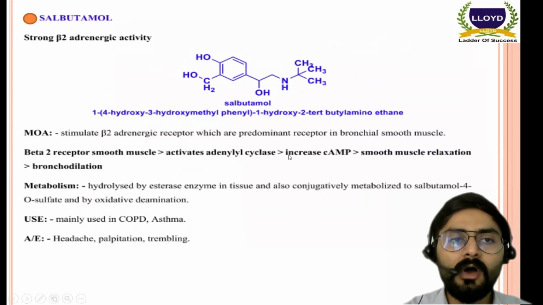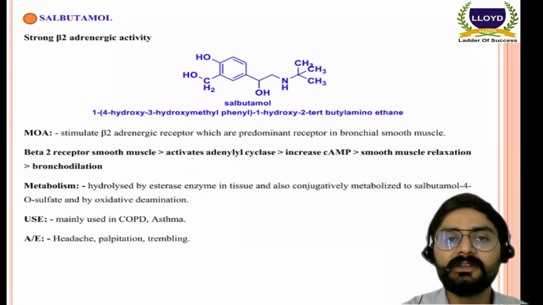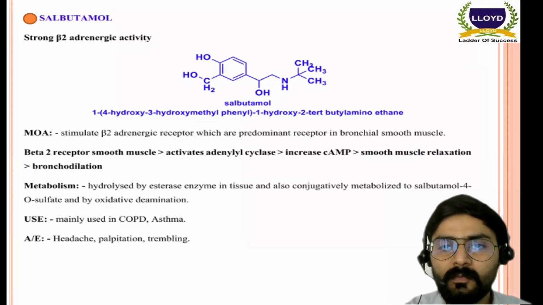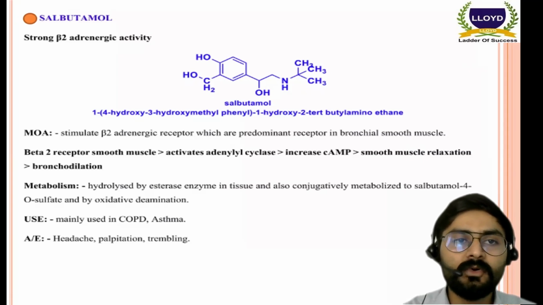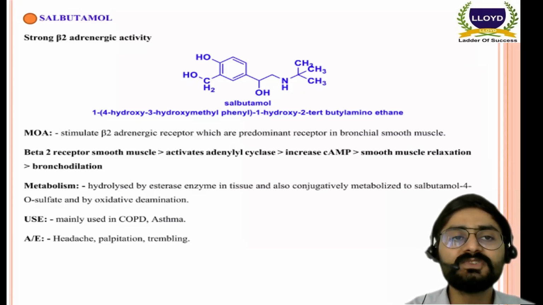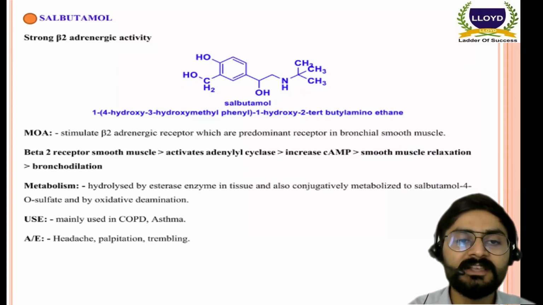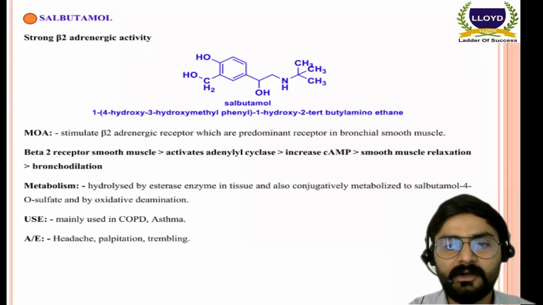This salbutamol is a beta 2 adrenergic agonist, and this activity is generally because of the tertiary butyl group which is placed on the amino moiety. So it provides bulkiness to the salbutamol, which influences the beta receptor selectivity. The mode of action is that it stimulates the beta 2 adrenergic receptor, which is predominantly present in bronchial smooth muscles.